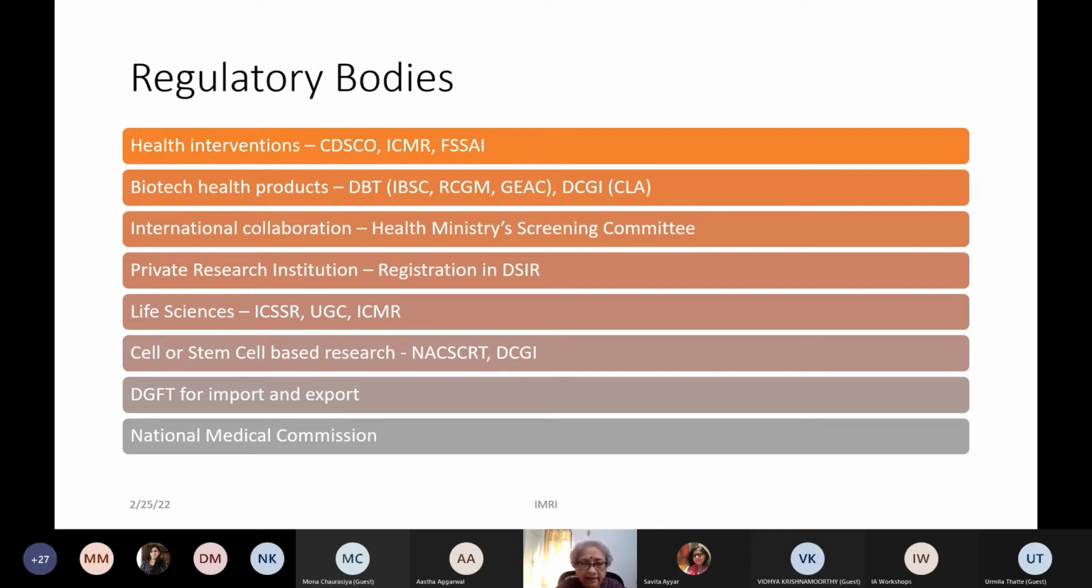For life sciences research, the Indian Council of Social Science Research is there, although they are not that active as the other agencies, the UGC and ICMR. When it comes to cell or stem cell based research, it is NAC-SCRT and the Drug Controller General of India. Now, for import and exports, besides that meant for the genetically modified products, you have biological materials going out of the country or coming into the country where the Directorate General of Foreign Trade comes into the picture.